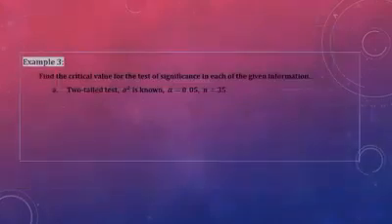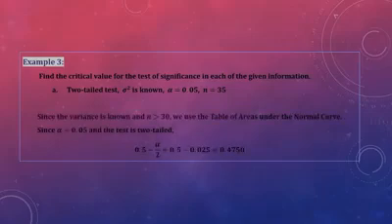So now let's have this example. We're going to find the critical value for the test of significance in each of the given information. Letter A, we're going to have a two-tailed test, and our population variance is known, given that our level of significance will be 0.05 or simply 5%, and our n is equal to 35. If the test is two-tailed, we're going to divide the level of significance by 2. Then we're going to subtract its quotient from 0.5.